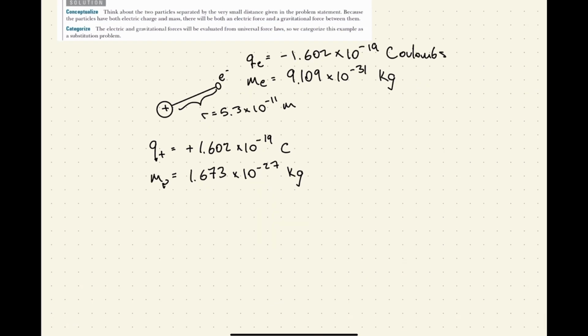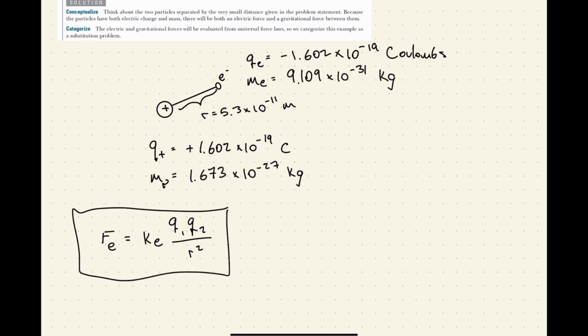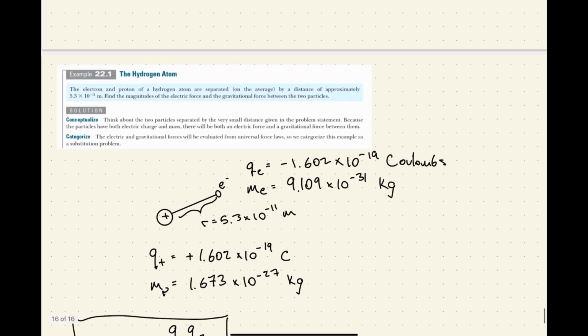Now let's remember Coulomb's force due to electric charged particles is Ke, Coulomb's constant, times charge 1 times charge 2 in the numerator, over the distance between them squared. So this is just a magnitude equation. They're asking us in this problem for the magnitudes of the electric force and gravitational force.